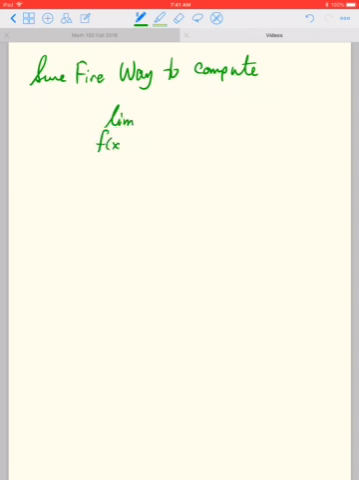All right, everyone. Here I want to present what's called maybe a surefire way to compute limits at infinity.